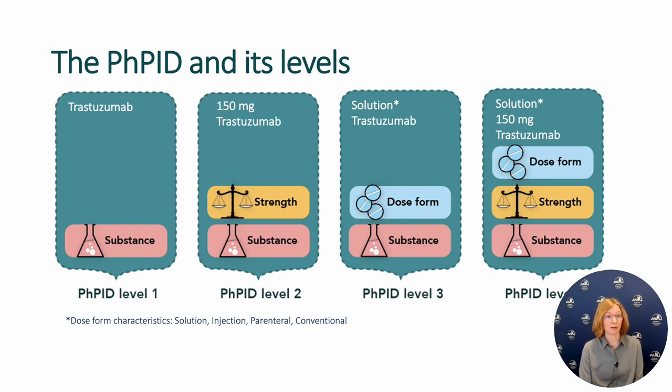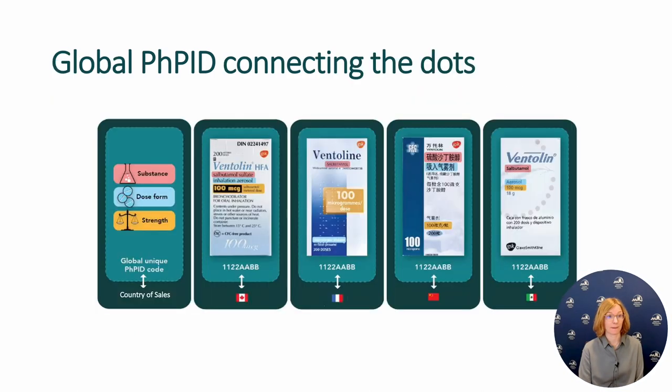The first level is generated using the unique global substance identifier only. The second level is generated using the substance identifier in combination with strength. And the third level is generated using the substance identifier in combination with dose form. And then the last, fourth level is generated using all three standards.